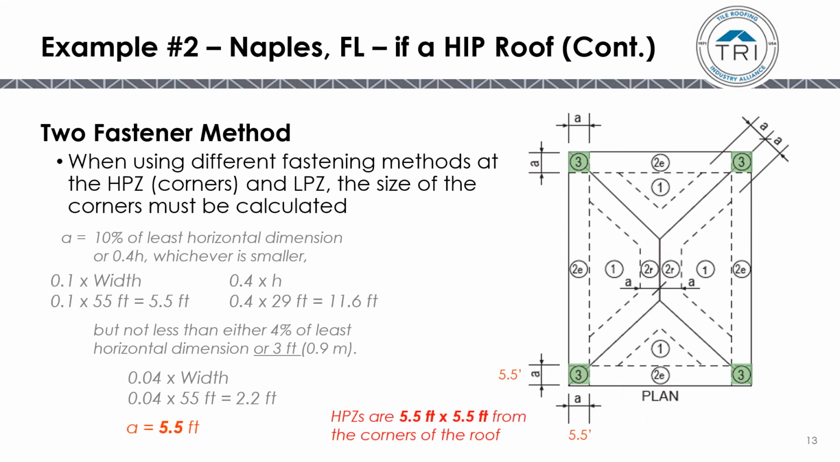So we measure in from the edges of the roof, 5.5 feet, to determine the high pressure zone, where we would use that different fastening method. And this can be marked on the roof prior to installation of the tiles.